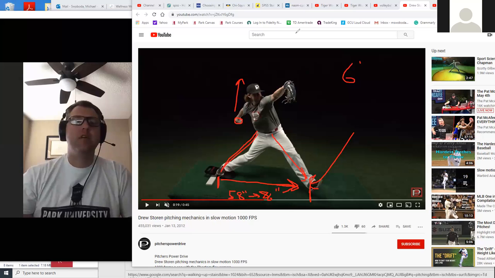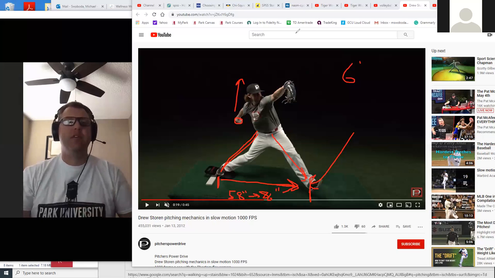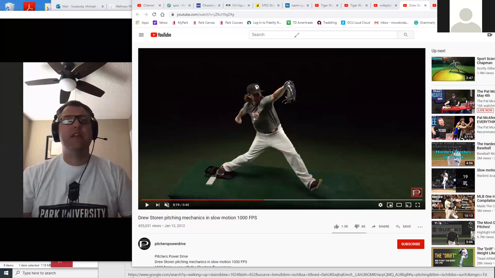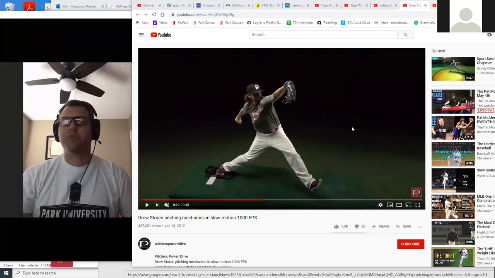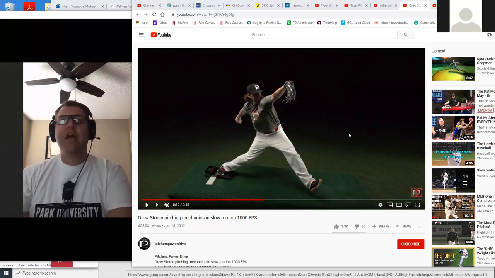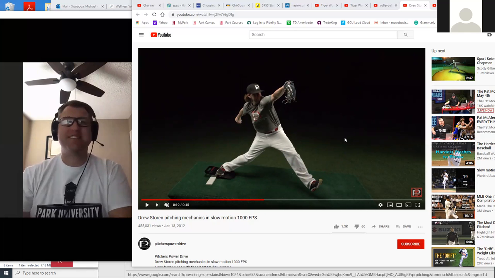There are some exceptions, like if you ever watched Tim Lincecum throw, he's a smaller guy, like I believe he's only like 5'10", but he has over a 6.5 foot stride. He has a ridiculously long stride. But again, that's more of the exception than the rule. Someone like an Aroldis Chapman who throws 105 miles an hour does close to an 8.5 foot stride. I mean, he's also like 6'7", 6'8", something like that.